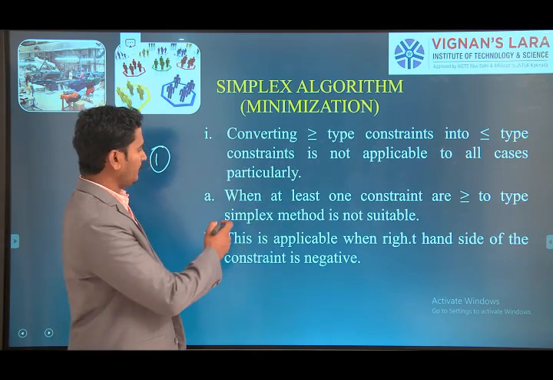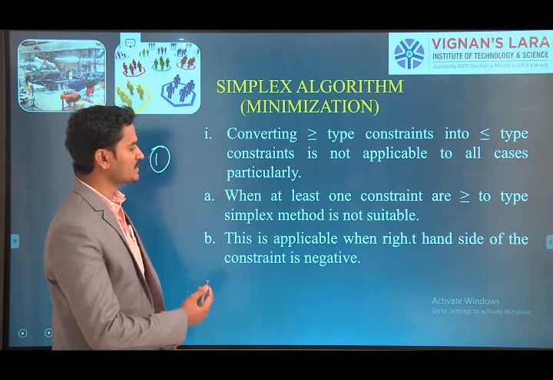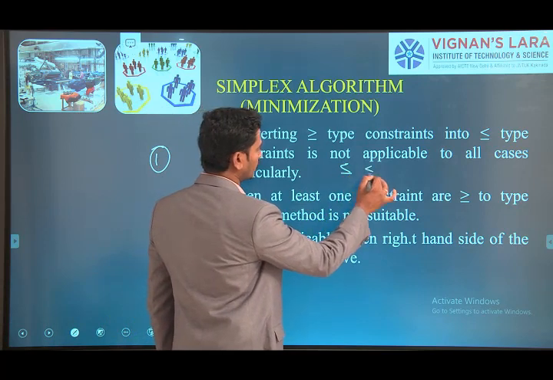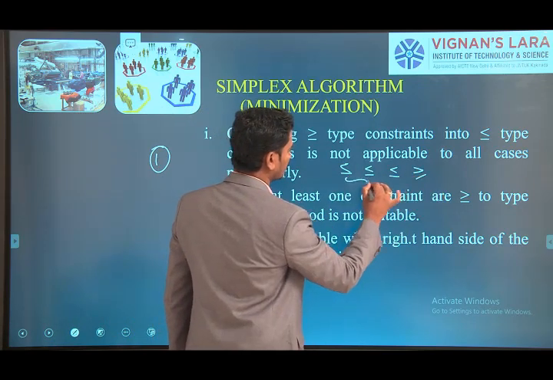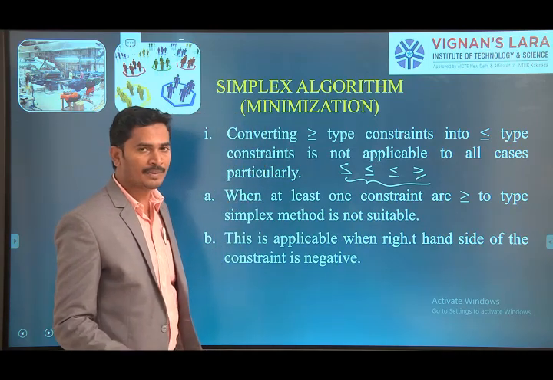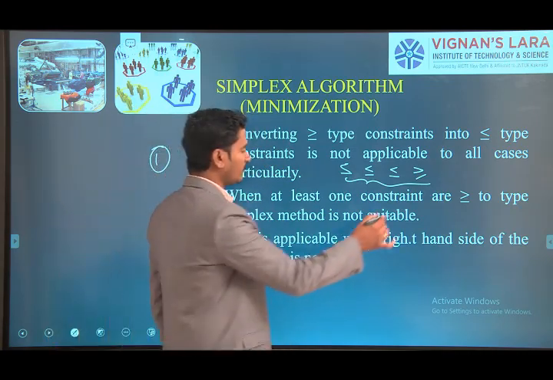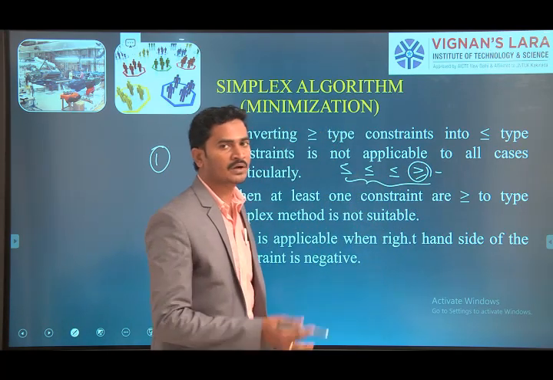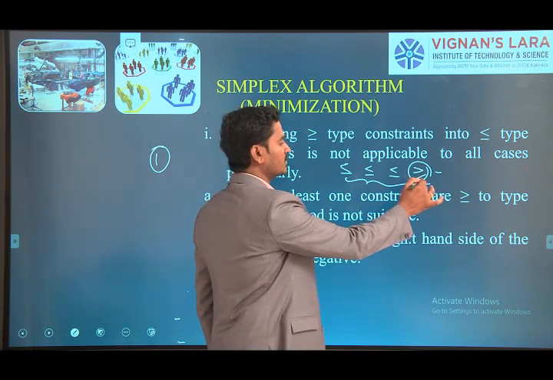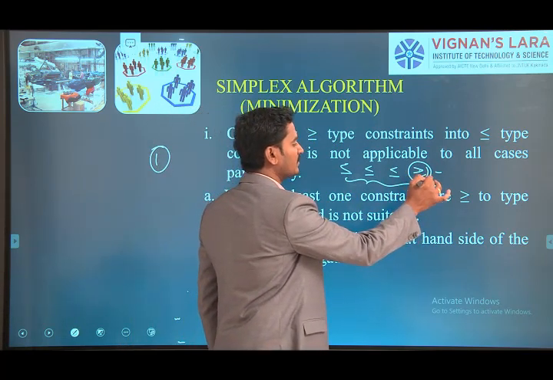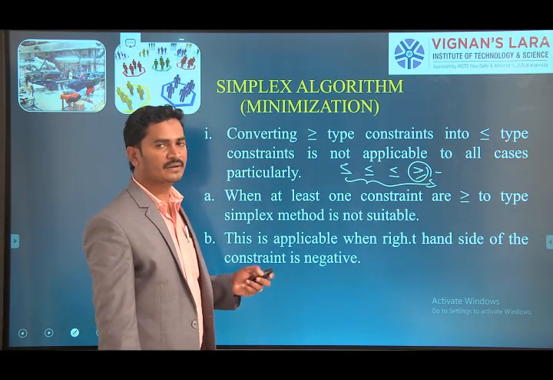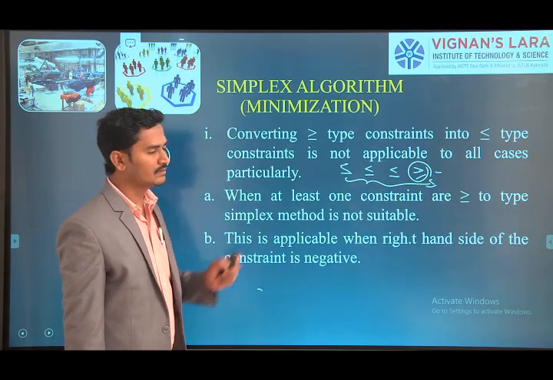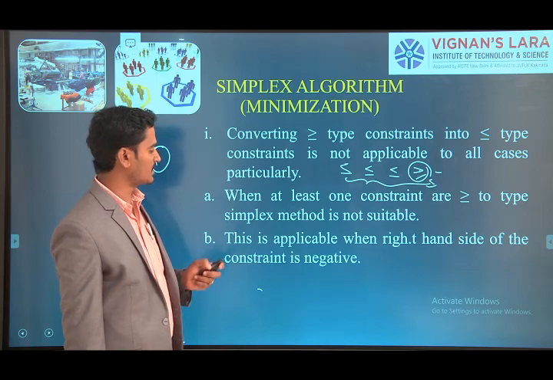If at least one constraint is greater than or equal to type, the simplex method is not suitable. For example, if we have 4 constraints, 3 are less than or equal to type and the 4th is greater than or equal to type, the simplex is not possible. There is a possibility when the constraint is greater than or equal to type and the right hand side has a negative value: we convert that negative into positive, and then simplex is possible. But if the right hand side value is positive, it is not possible to solve by the simplex method.